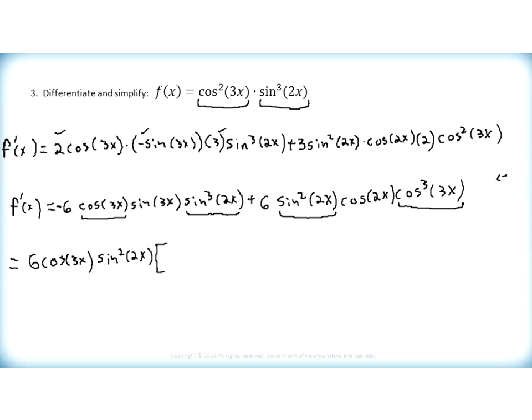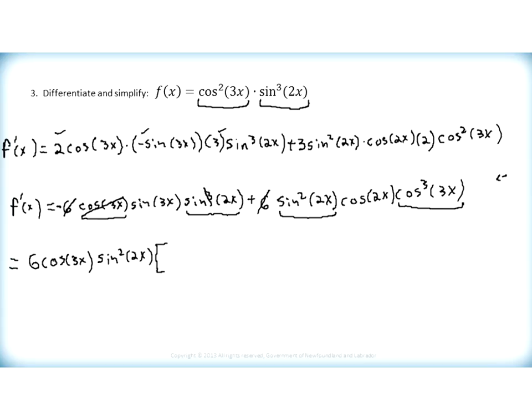So if I take out a cosine 3x times sine squared 2x, so for my first term here, that's gone. The 6 is gone. It's still negative. Sine 3x is still going to be there. And this sine cubed of 2x is just going to be sine of 2x. And so I'm going to write that one second because it's negative, and I like to put my positive one first. From my second group, the 6 is going to be gone.